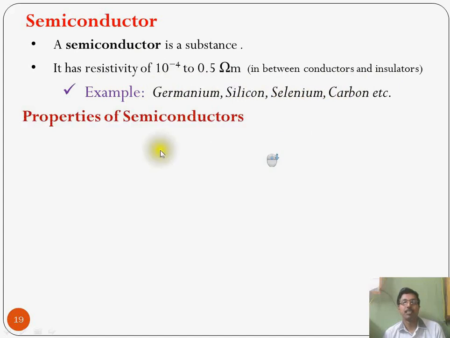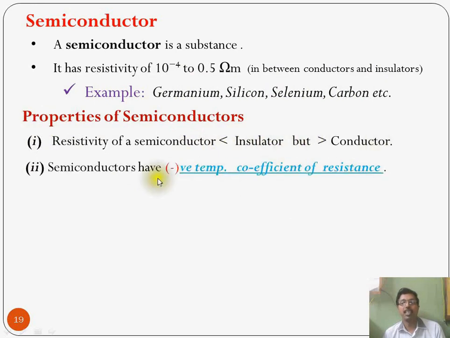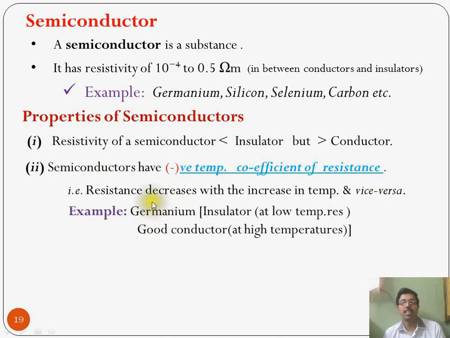These are a few examples of semiconductors. There are a few properties of a semiconductor. The resistivity of a semiconductor is less than that of an insulator, but greater than that of a conductor. And semiconductors have a negative temperature coefficient of resistance. As we discussed, resistance decreases with an increase in temperature and vice versa. For example, germanium acts as an insulator at low temperature, and acts as a good conductor at high temperature.